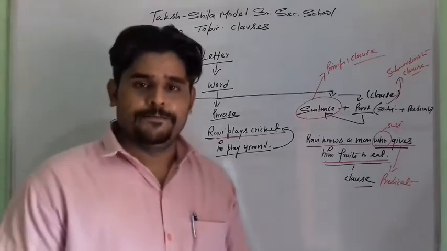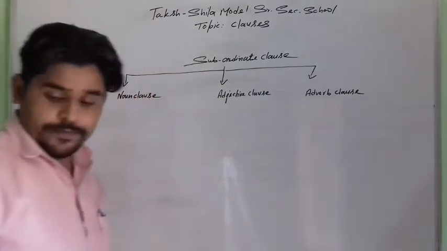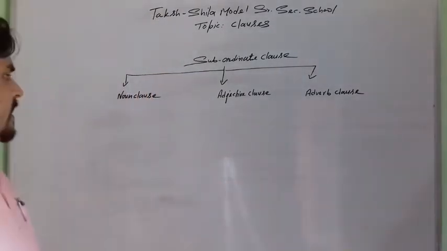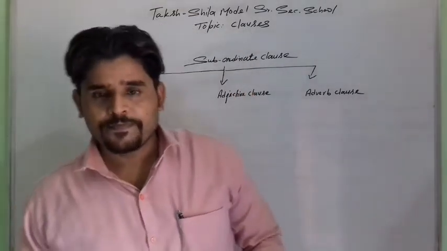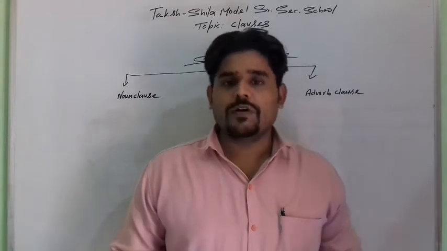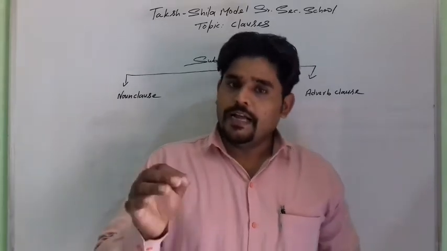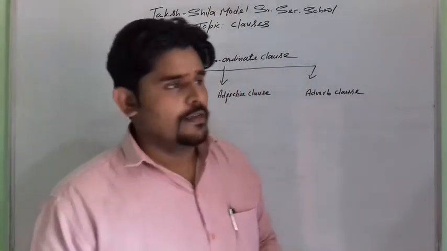लेट्स बिगिन. सो स्टूडेंट्स हियर वी हैव नाउन क्लॉज, एडजेक्टिव क्लॉज एंड एडवर्ब क्लॉज राइट. सो व्हाट इज अ नाउन क्लॉज. एक नाउन क्लॉज क्या होता है. नाउन क्लॉज इज एक्चुअली अ ग्रुप ऑफ वर्ड्स दैट इज अ पार्ट ऑफ अ सेंटेंस एंड हैज इट्स ओन सब्जेक्ट एंड प्रेडिकेट एंड इट functions as a noun in a sentence.